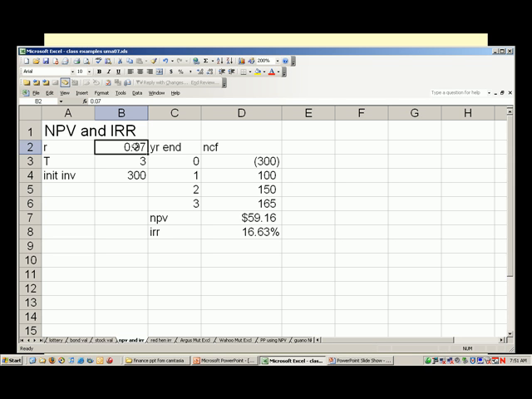Now I want to just clarify the distinction between an internal rate of return and a discount rate. The internal rate of return is specific to an investment opportunity. Every investment opportunity will have an implicit rate of return that it earns. What we're doing is comparing that rate of return to the firm's cost of money, or the rate of interest that the firm has to pay to raise money, or the firm's discount rate.